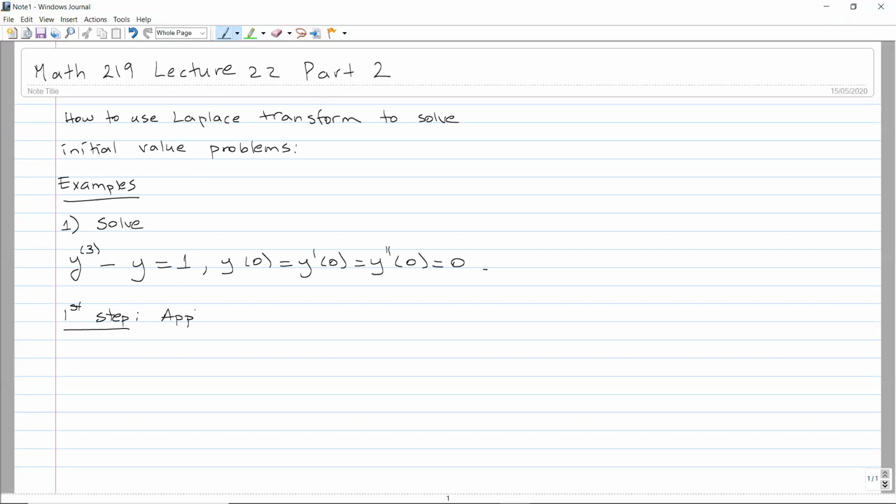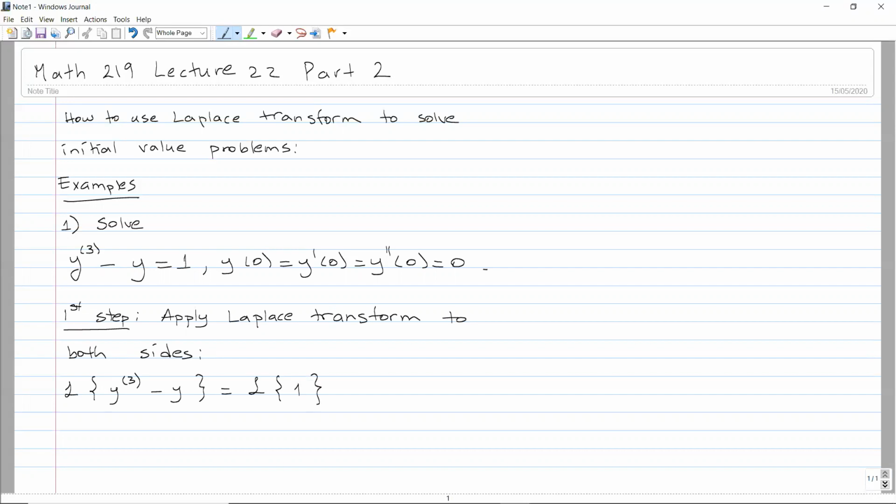apply Laplace transform to both sides. So Laplace transform of the third derivative of y minus y equals Laplace transform of 1.